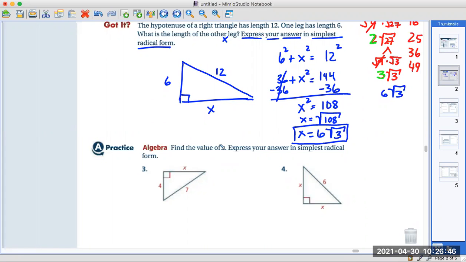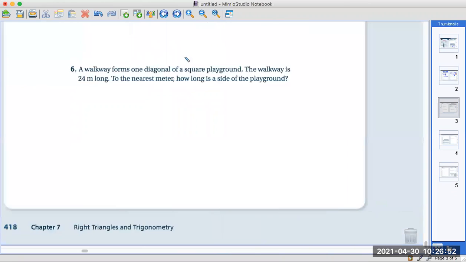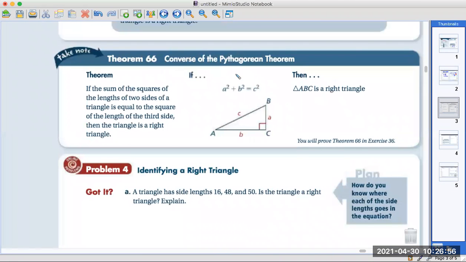Okay, let's go to page 419. This is 419. Yep, there it is. This is the converse. In other words, backwards. Converse means say it backwards.